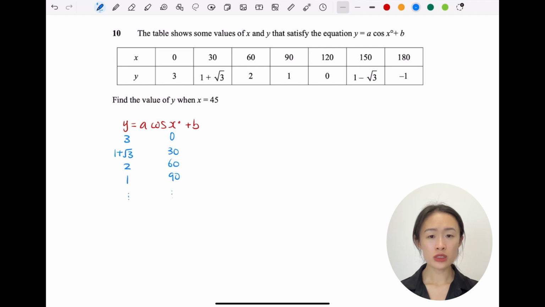So I probably don't want to use the one that involves surds. For example, when x is 30, y is 1 plus root 3. What I'm going to do is use the first one. When x is 0, y is 3. So then I know a cos 0 plus b is going to be 3. I will also use the fourth one because I know cos 90 is a nice number. A cos 90 plus b is going to be 1.